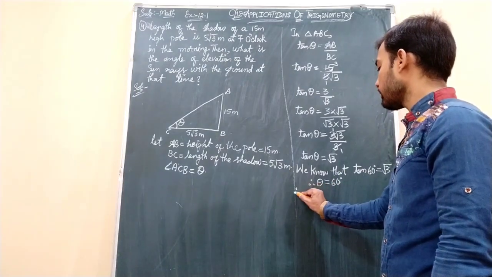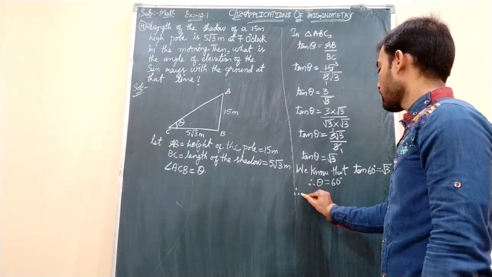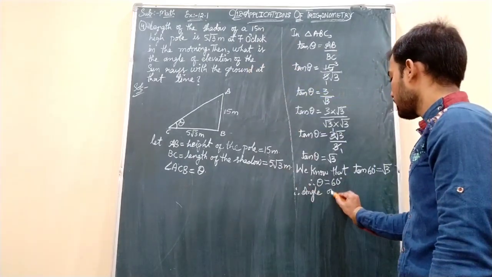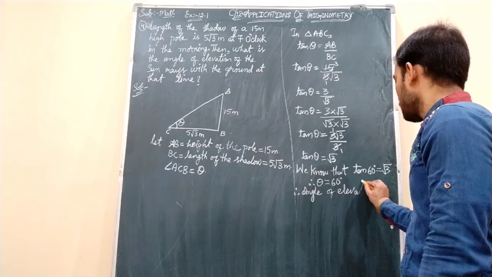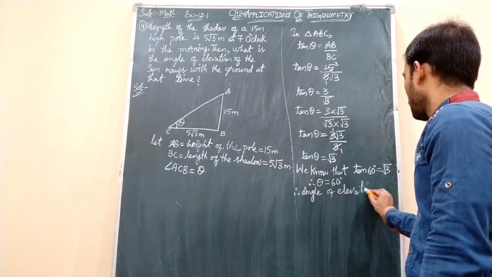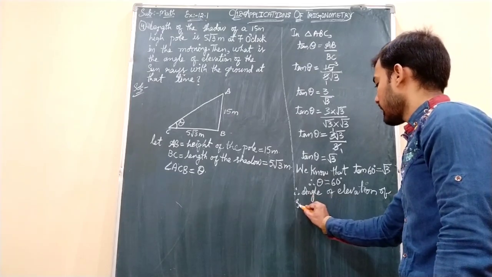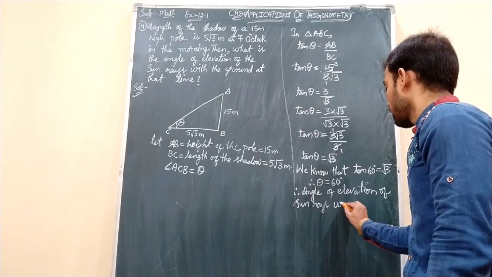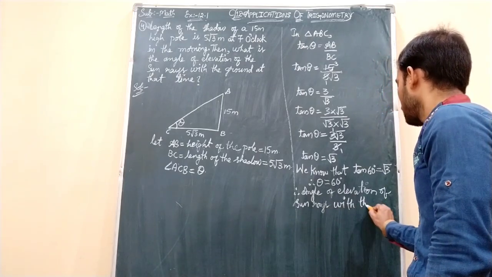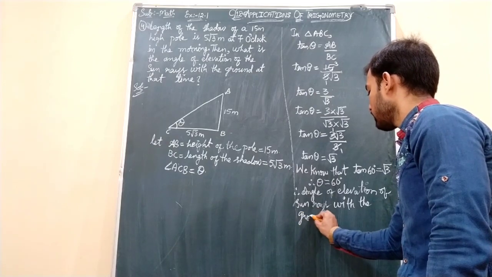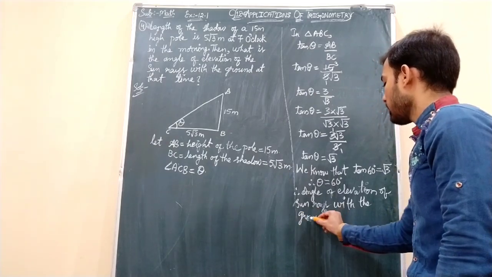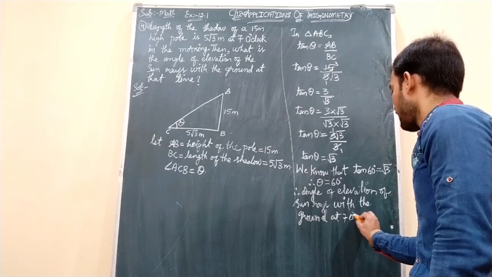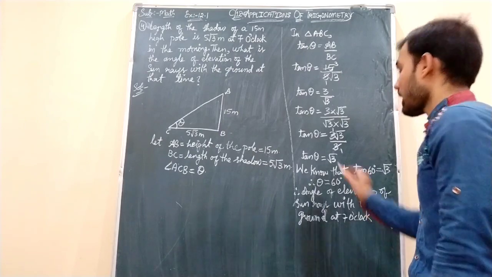So at last we need to write, therefore, angle of elevation of sun rays with the ground at 7 o'clock, because he has mentioned the time.